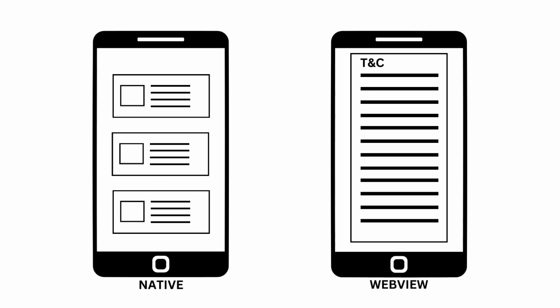So, what's the best approach? I would recommend a hybrid one. Use WebView for displaying less used content and native components for interactive features. This way, you get the best of both worlds.